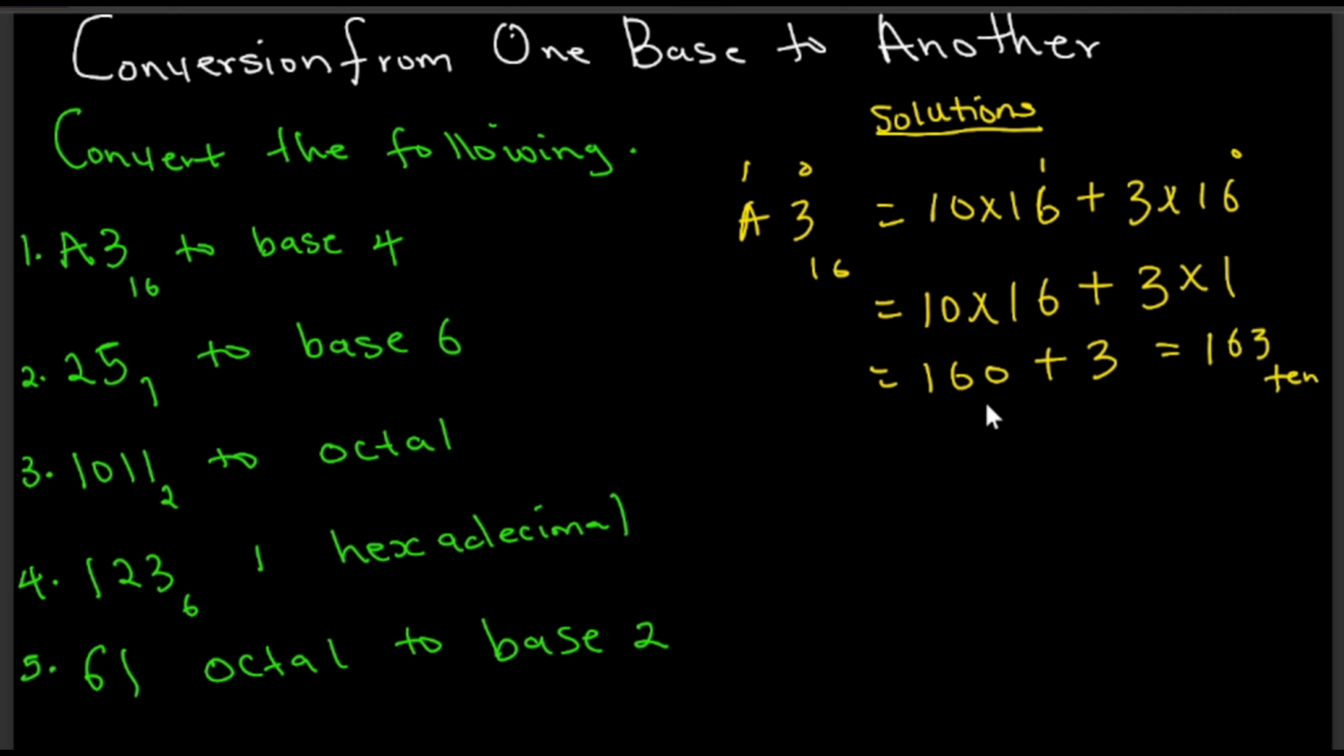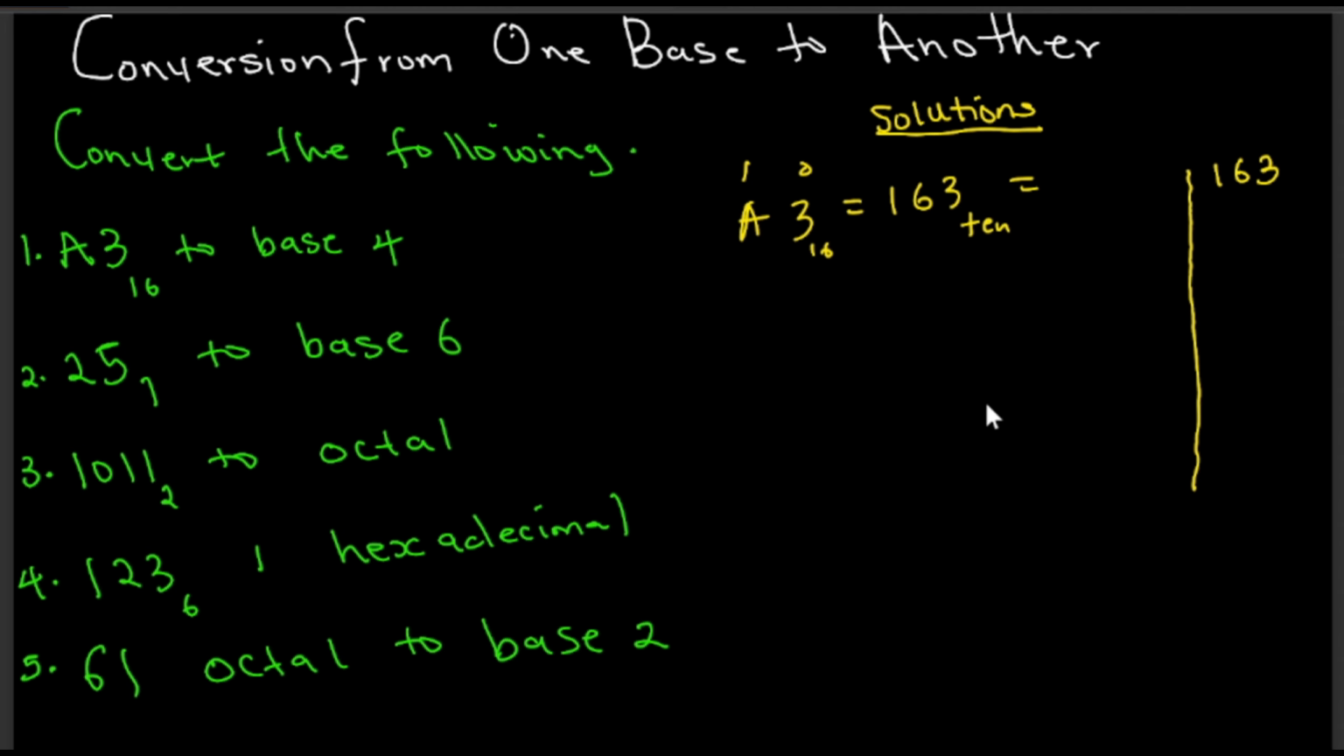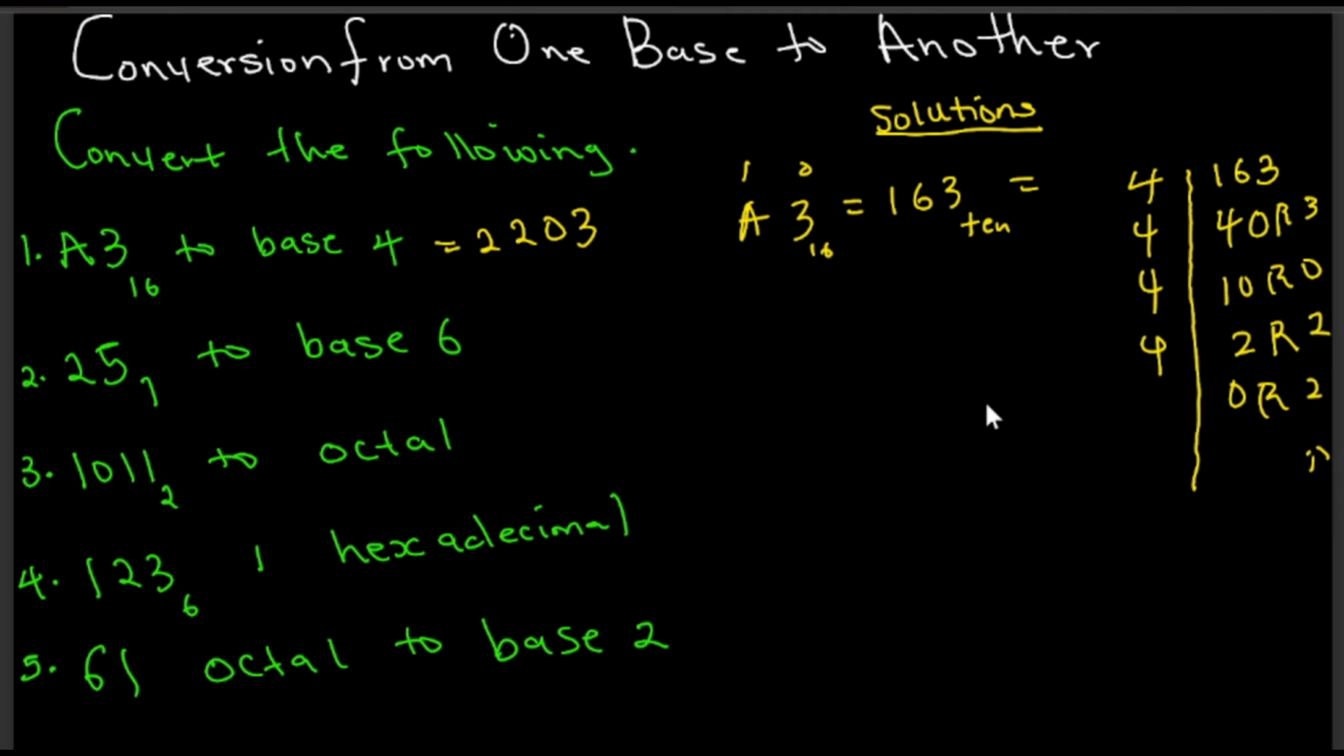Now the next step is to convert this base 10 to base 4. Alright, I'll wipe this off so we can use the space. So changing 163 base 10 to base 4, remember that we use the long division method. So we divide by the base we're converting it to. So we have 4 here. 4 divide 163 is 40, remainder 3. 4 divide 40 is 10, remainder 0. 4 divide 10 is 2, remainder 2. 4 divide 2 is 0, remainder 2. So picking from bottom to top, we have 2203 base 4.